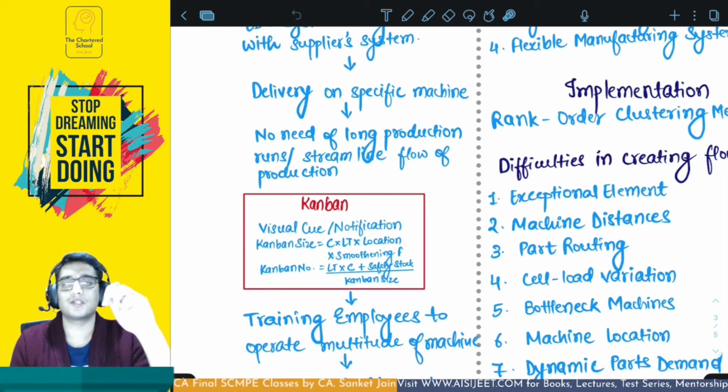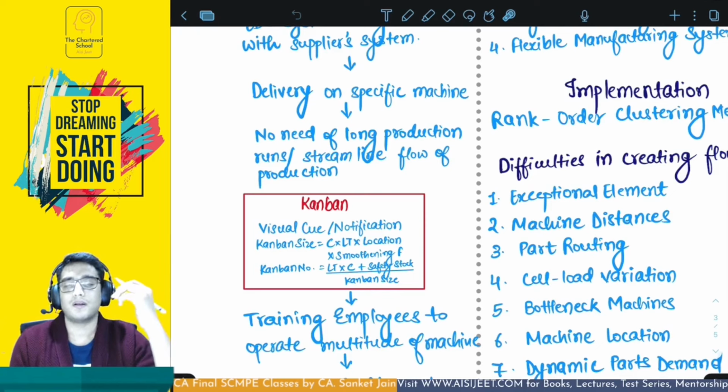Kanban system is a notification card system in which the downstream machine notifies the upstream machine of the number of units of the components that is to be fed into the downstream machine for further production. Okay. Now we have a few formulas under Kanban system. Basically, one is Kanban size, second is Kanban number. Why is it required? Let me give you a brief about it.